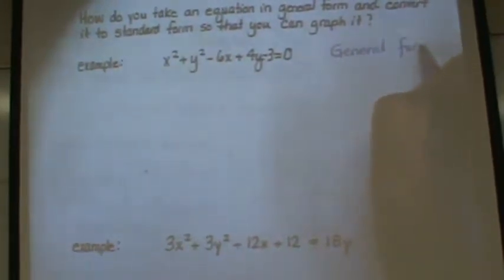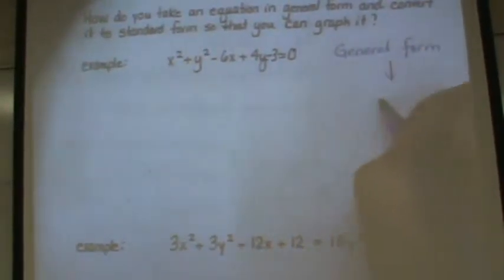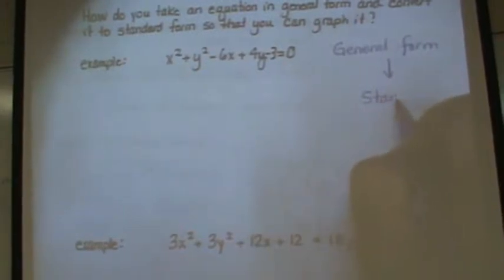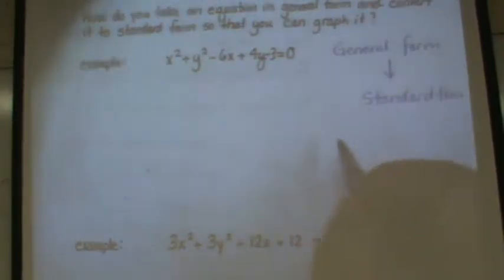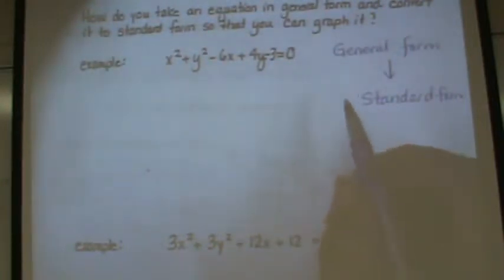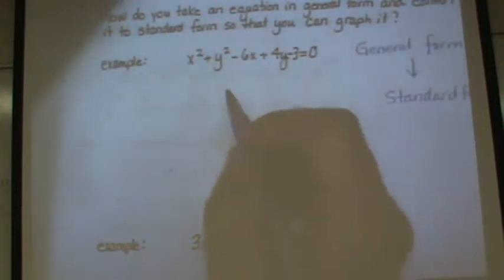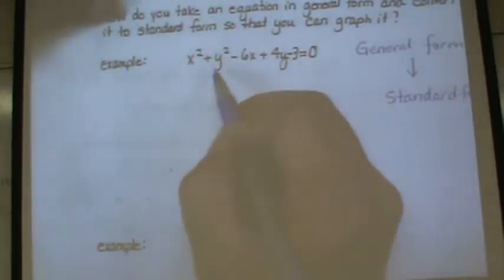How do I get this to standard form? I want to get this to standard form. You know how I do it? I have to complete the square twice. Okay? So watch as I do this completing the square business.